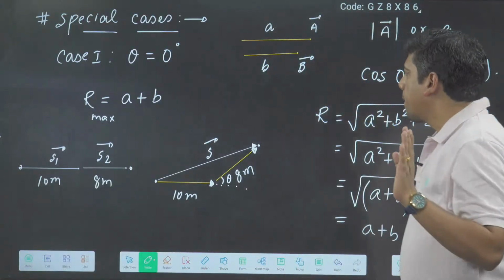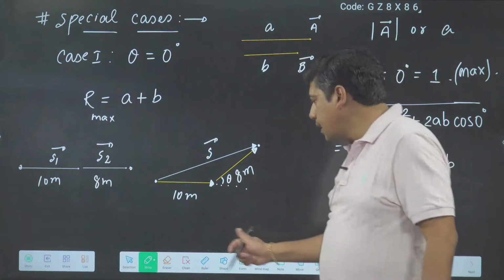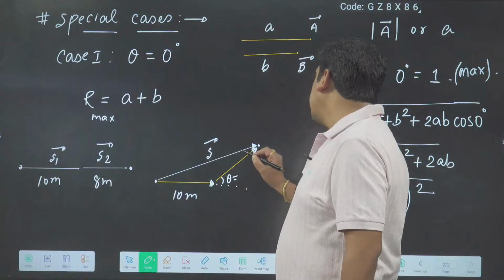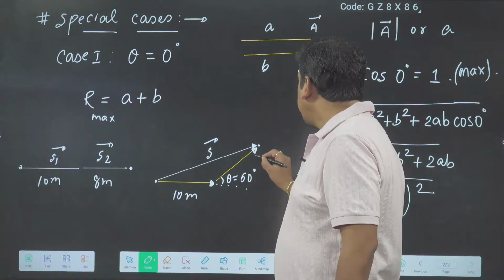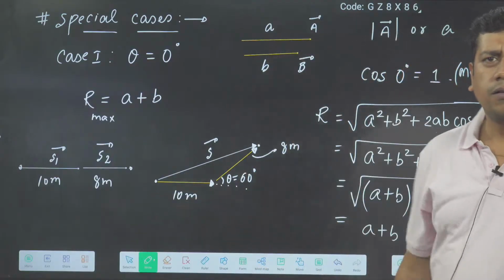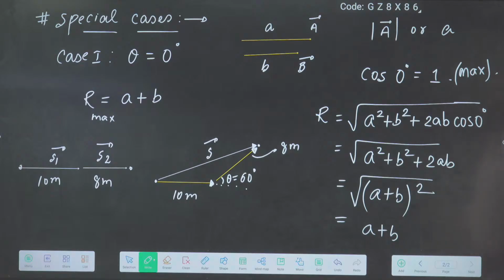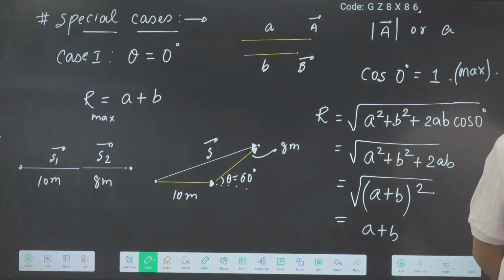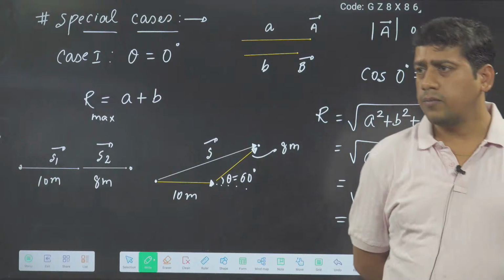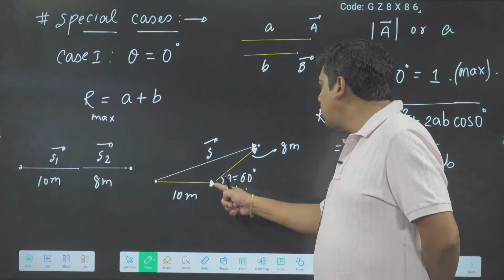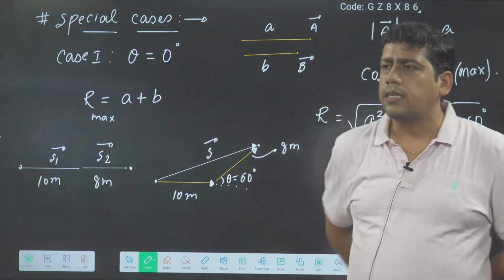Please understand this thing. If theta is something else, let's put some values there. Let's say it is 60 degree and this was 8 meter. Tell me what the displacement is. Come on, solve, quickly. Tell me the displacement in this case. This is 10 meter, this is 8 meter, this is 60 degree. Tell me the answer.